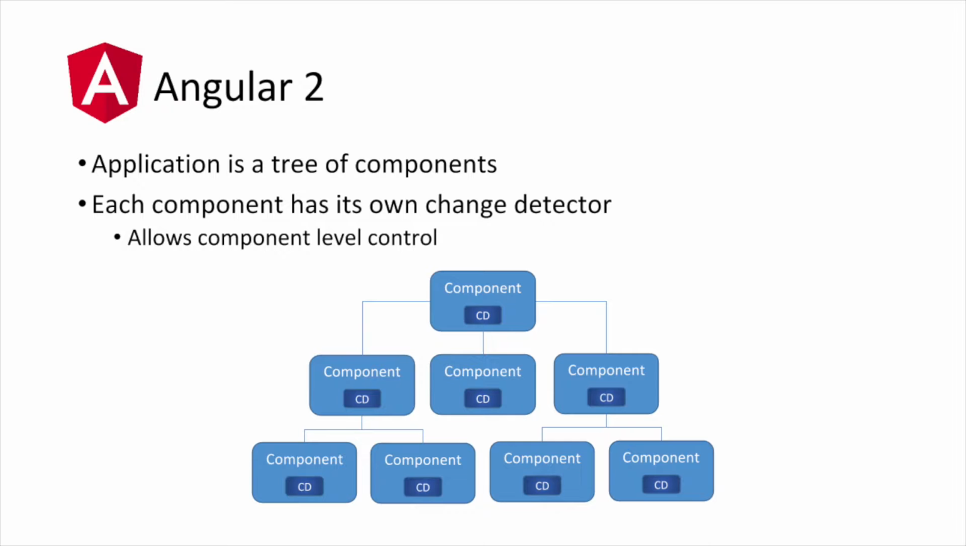So first of all, the way Angular2 works is it thinks in terms of components, just like React. So you're always thinking in terms of components. You are not thinking about controllers, and you're not thinking about scopes. You're thinking about your application as a tree of components. The most important part for change detection is that each component has its own change detectors. What that allows us to do is basically control change detection at the component level.